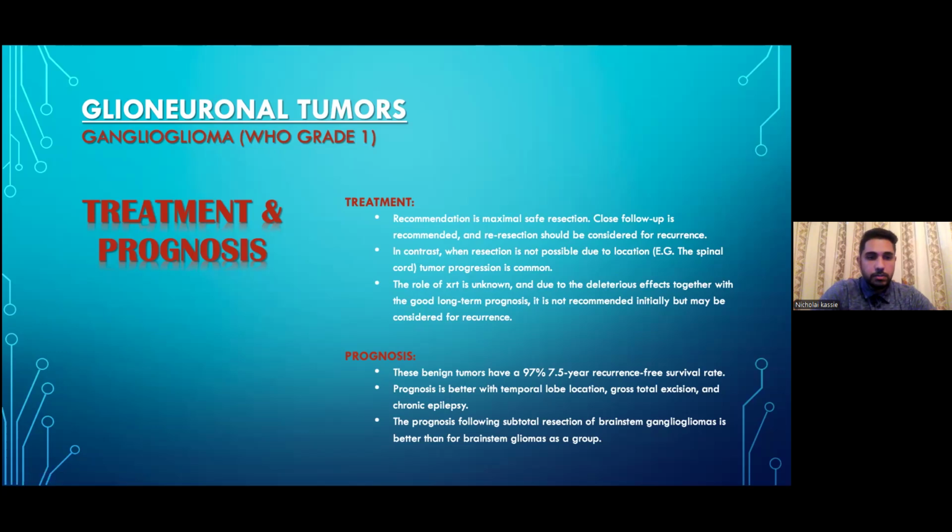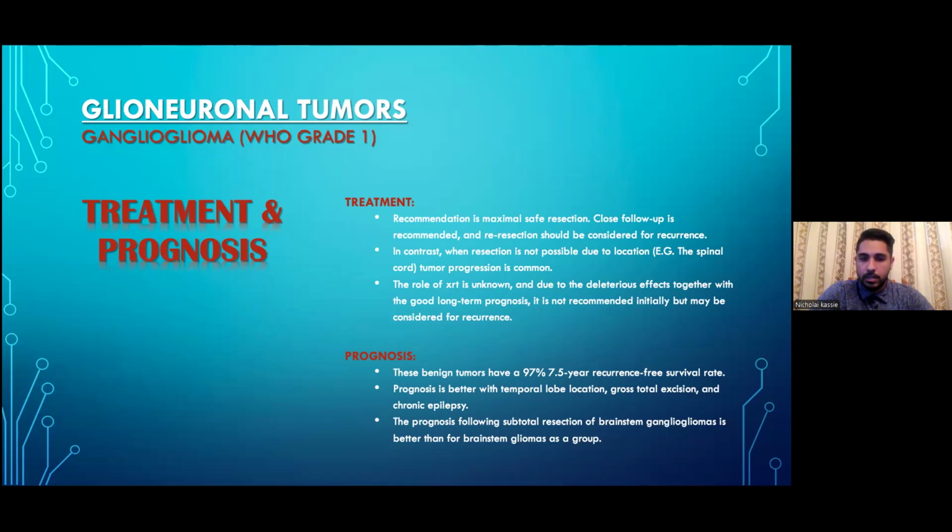Regarding treatment and prognosis of these tumors, the treatment recommendation is maximum safe resection. Close follow-up is recommended, and re-resection should be considered if there are recurrences. In contrast, when resection is not possible due to location, for example in the spinal cord, tumor progression is quite common. The role of radiotherapy is unknown at present, and due to the deleterious effects together with the good long-term prognosis, it is not recommended initially, but may be considered for recurrence.